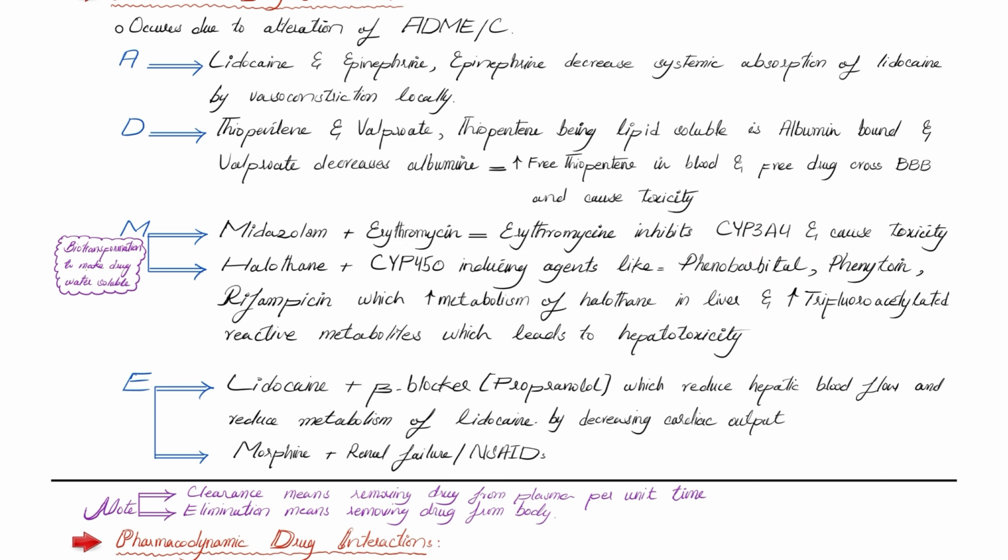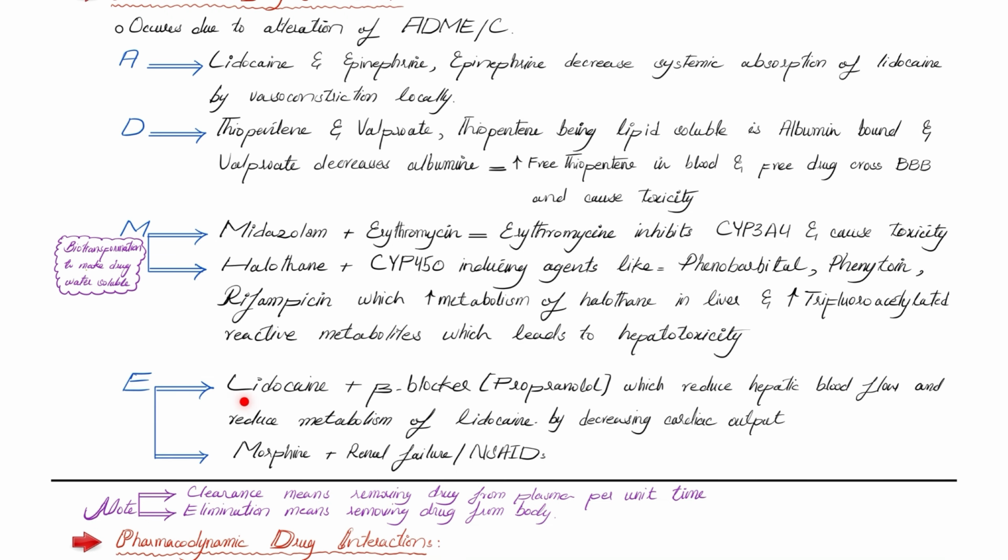Second example, when halothane, which is an inhalational general anesthetic, is combined with any of the cytochrome P450 inducing agents, meaning such agents which enhance the activity of cytochrome P450, for example, phenobarbital, phenytoin, rifampicin, they increase metabolism of the halothane in the liver. As a result, there is increased production of trifluoroacetylated reactive metabolites, which leads to hepatotoxicity. And then how the elimination of the anesthetic agent is being altered.